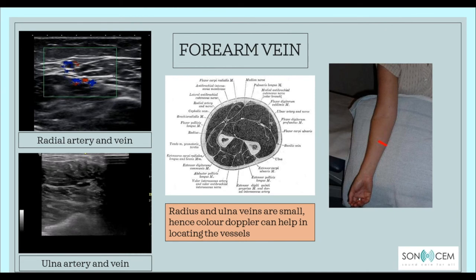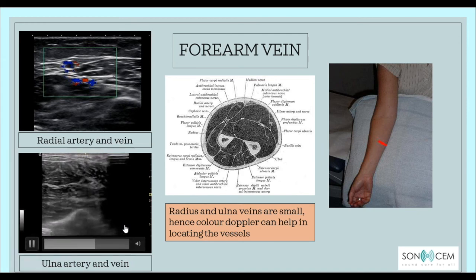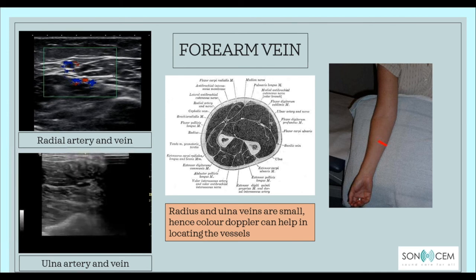For the forearm vein, we will scan at the medial aspect of the forearm. So the radial and ulnar veins are very small. Sometimes we need to use color Doppler to locate the vessel. The clip here shows the ulnar artery accompanying the ulnar vein, and we can see the vein is compressible.